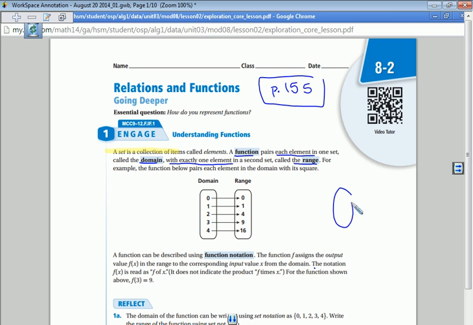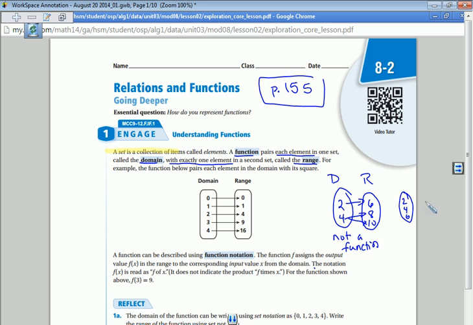So let me give you another mapping. Okay, let's do 2, 4, 6, 8, 10. I'm going to have 2 paired with 6 and 4 paired with 8 and 10. Is that a function? No, it is not a function. Because one element of the domain is paired with more than one element of the range.